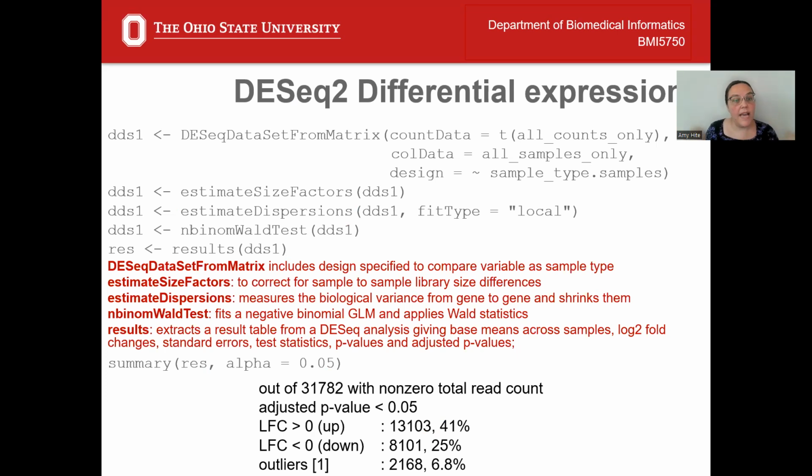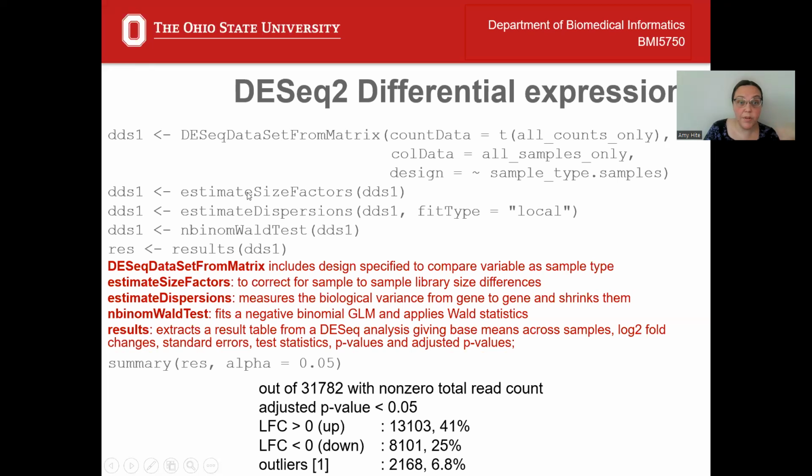Then it's going to fit a negative binomial generalized linear model and apply Wald statistics. This is doing the actual statistical test to check every single gene in our data table to see whether that gene is different between our two groups. And then after doing that, we will extract the results from this object, and it will give us the measurements for every single gene, telling us the fold change between groups and the p-values of that statistical test comparing these two groups.